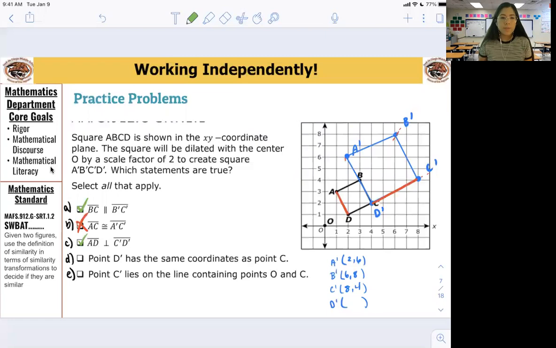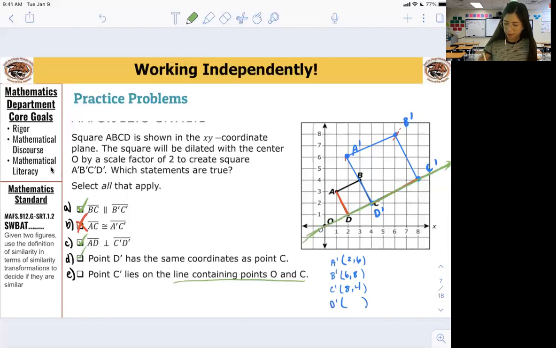All right, D. D' has the same coordinates as point C. True. Yeah, true. And then finally, point C' lies on the same line containing points O and C. False. This is a little tricky. So the line containing O and C will be this line right here.